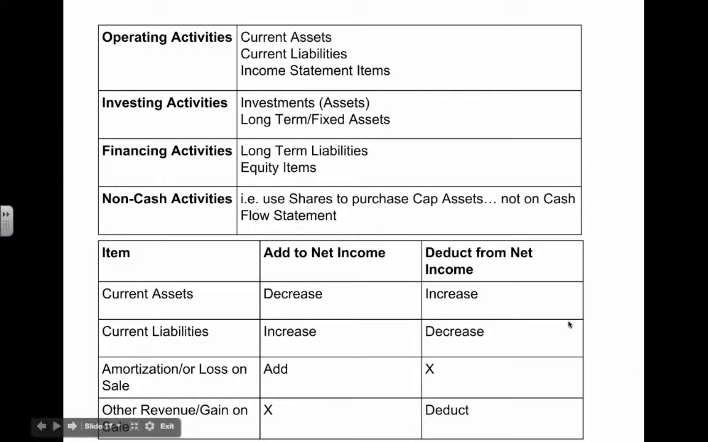So this table will come in really handy. I would suggest you write it down and use it when we first practice making the cash flow statement. And again, this is just the operating section of the cash flow statement.